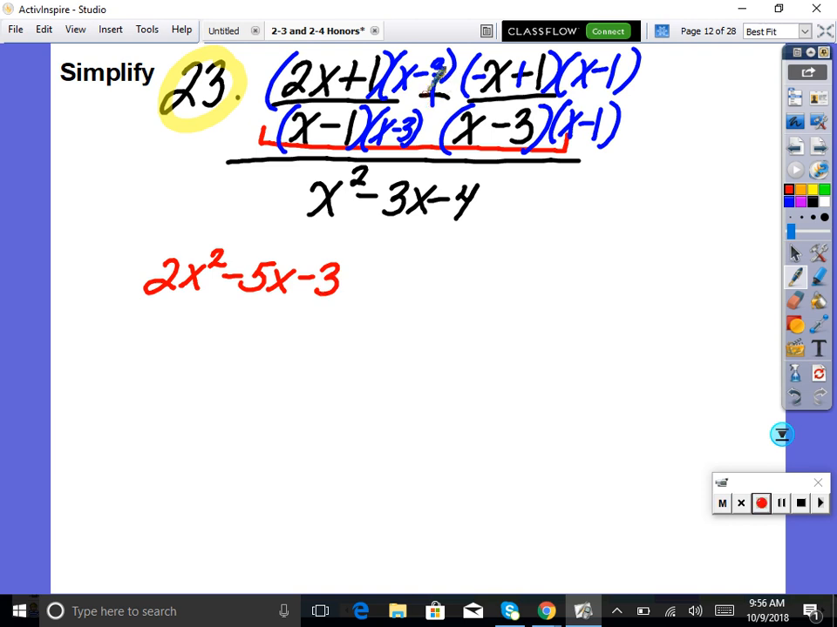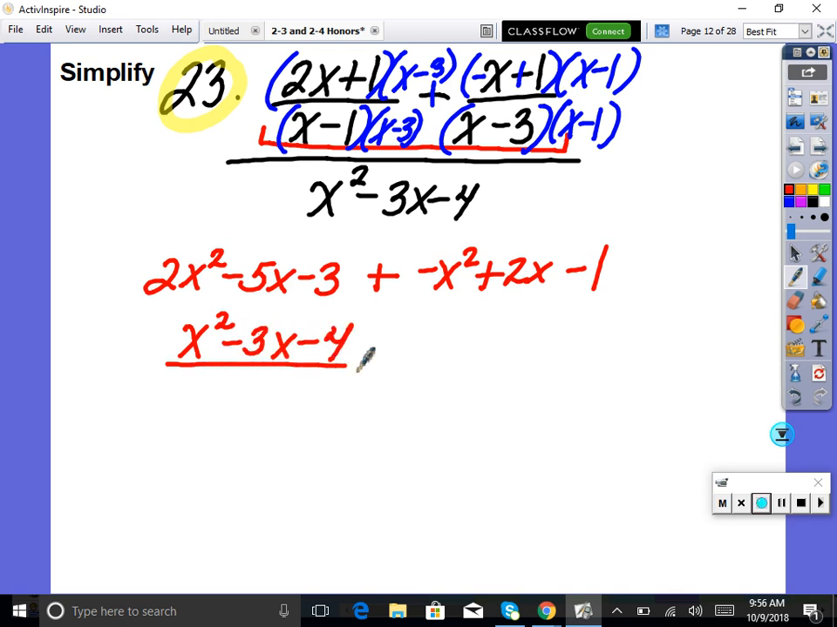Then I have this plus sign right here, so I'm distributing this. That's a negative x squared. Then I have plus x, that's plus 2x's. And then we have minus 1. So combining like terms, we have 1x squared, minus 3x, minus 4. And this is just the top all over the common denominator of x minus 1 and x minus 3. So that's our top. Now our bottom is already just one fraction.